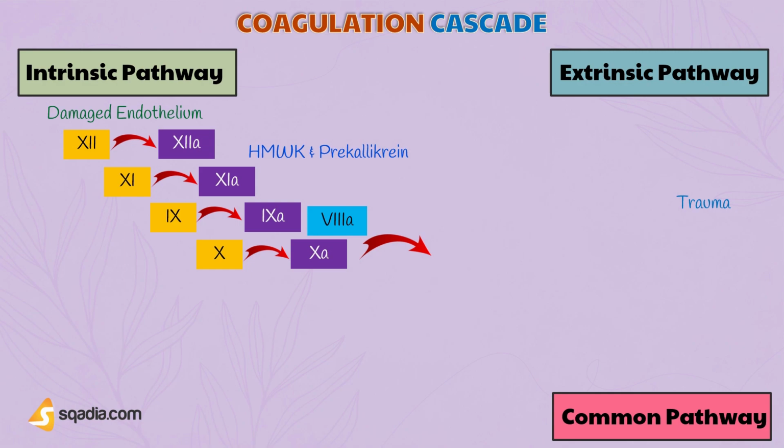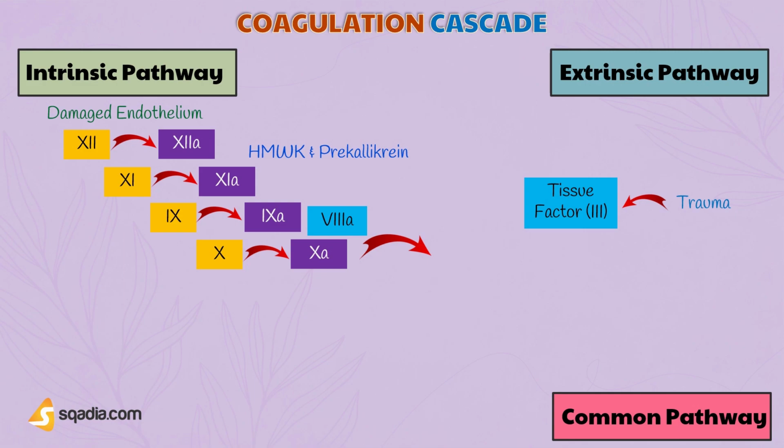Let's explore the details of the extrinsic pathway of the coagulation cascade. Tissue damage and exposure of tissue factor. The extrinsic pathway is initiated by tissue damage. When tissues are injured, a substance called tissue factor, TF, also known as factor 3, is released and exposed to the bloodstream.